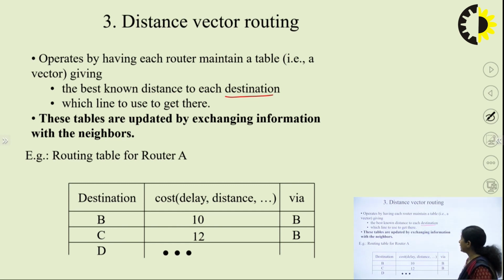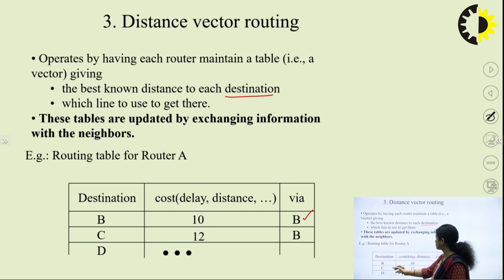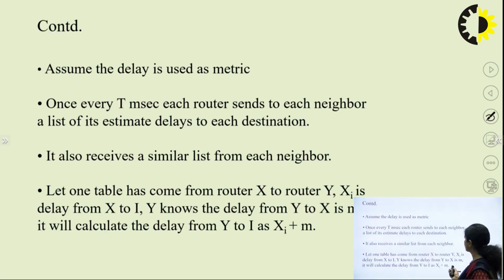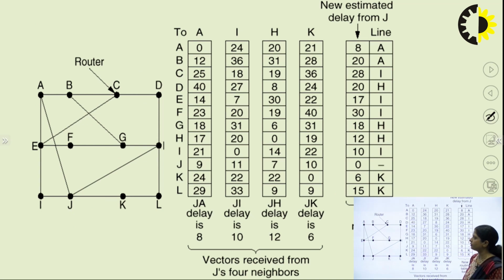These tables are updated by exchanging information with the neighbors. How many neighbors are there, what is the distance of each and every neighbor, and how it will be going on, right. So, say destination B, the cost is 10 and the link via which route, right. Say destination C, the cost we say 12 via B, for example, right. How are these tables being maintained? Let me show you over here.